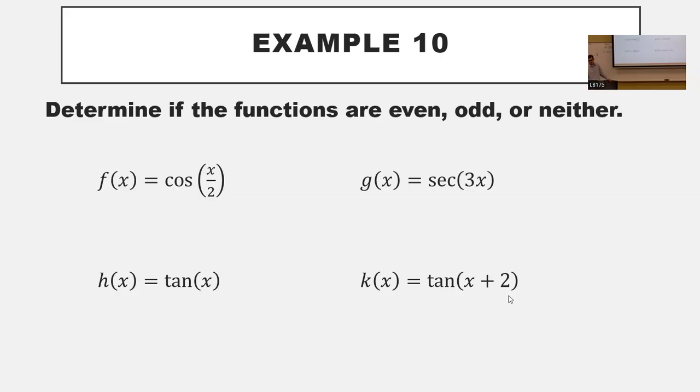But here we have a shifted tangent. That's going to be neither even nor odd. We shifted it over 2 units. Tangent has a period of pi. If I would have shifted it over pi units, I would have gotten something. Does that make sense? But shifting it over 2 units, that loses the evenness and oddness of these trig functions. Okay, unless I shift it by a factor of pi, it's not going to work.